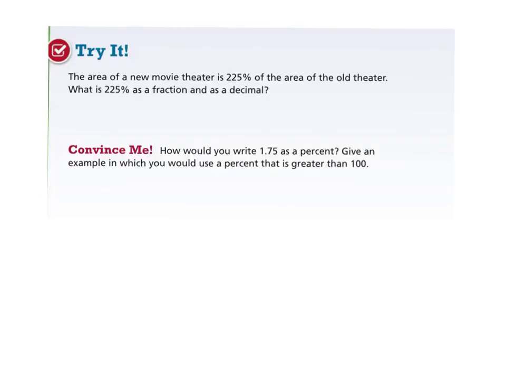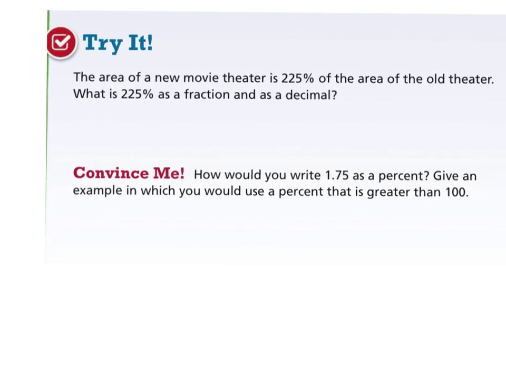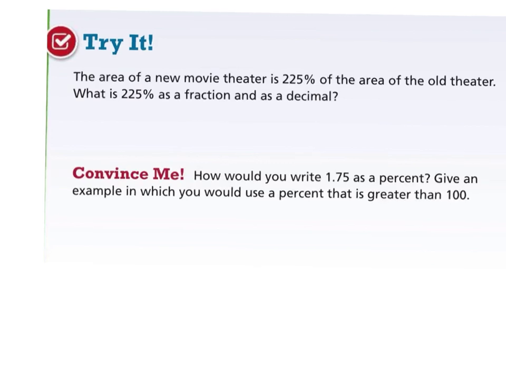If you look at this one, the area of a new movie theater is 225% of the area of the old theater. What is 225% as a fraction and as a decimal?